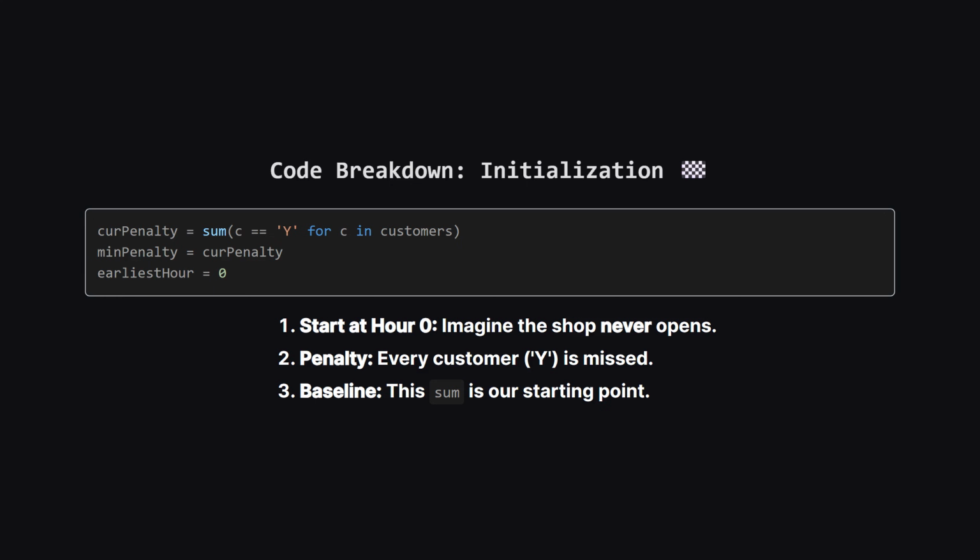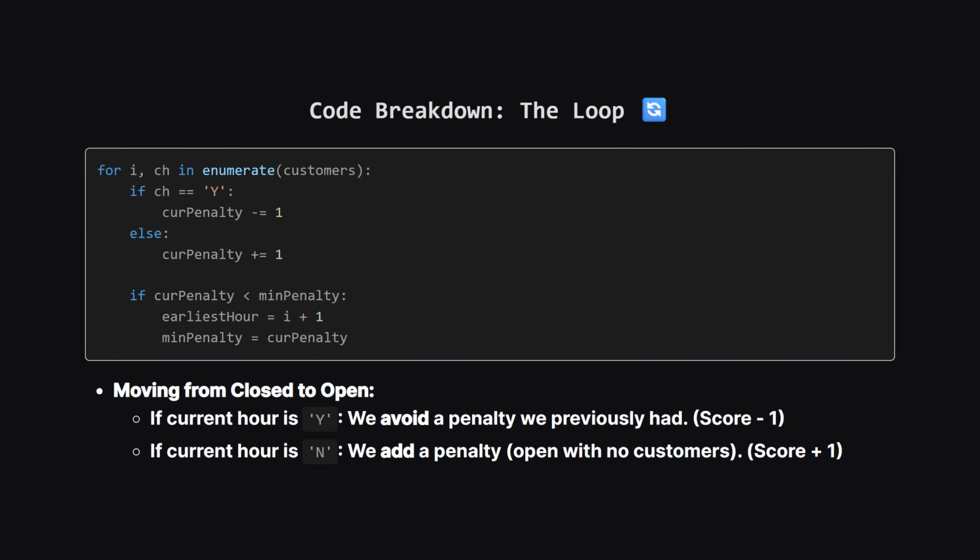First, we set our baseline. We assume we close at hour 0. In this scenario, every single customer who wanted to visit encounters a closed shop. So our current penalty is just the total count of y's in the entire string. We save this as our min penalty so far, and set the earliest hour to 0. Now we loop through each hour.